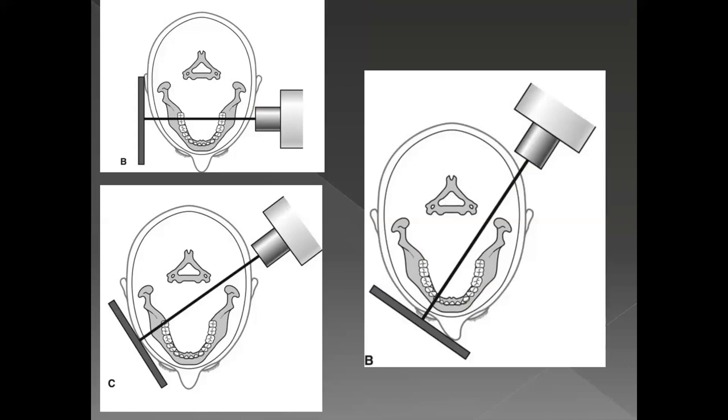So here are those different angulations that I was talking about. If you just want to evaluate the ramus portion, you do maybe a 10 or a 0 degree or a true lateral X-ray.